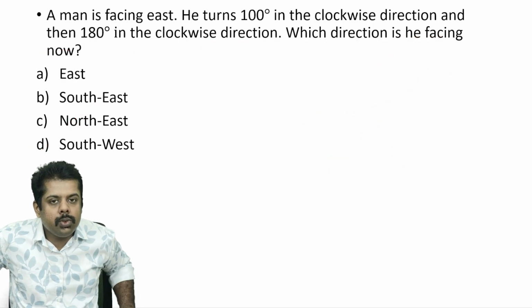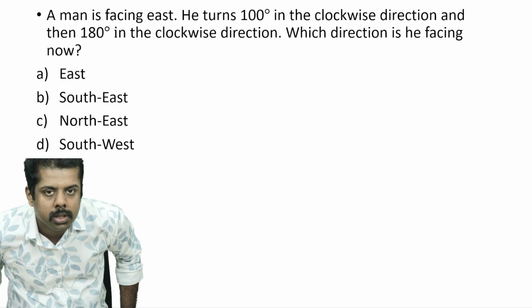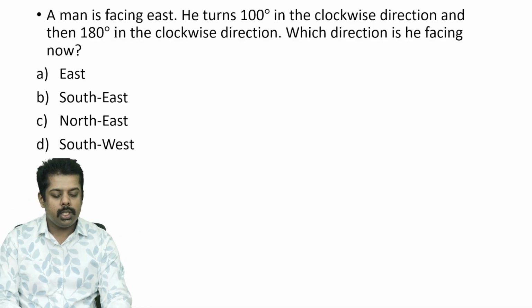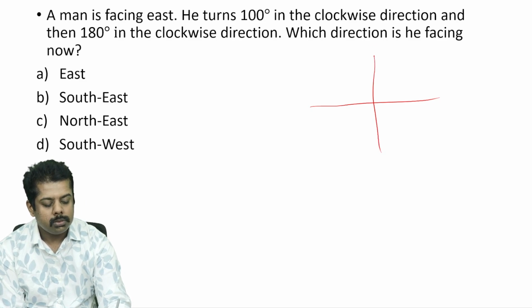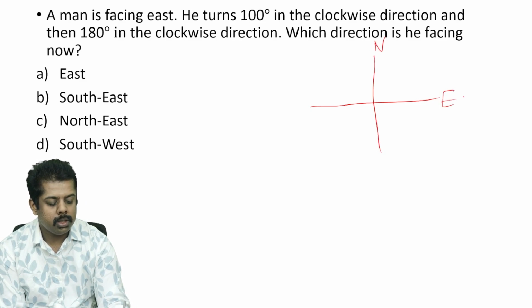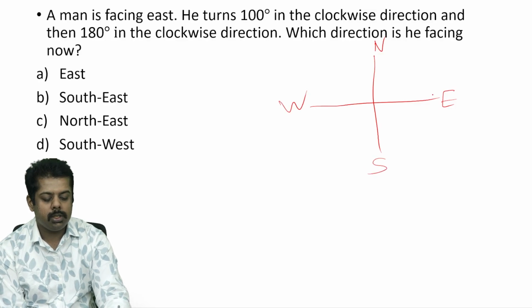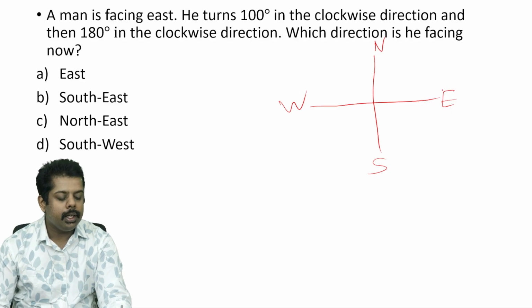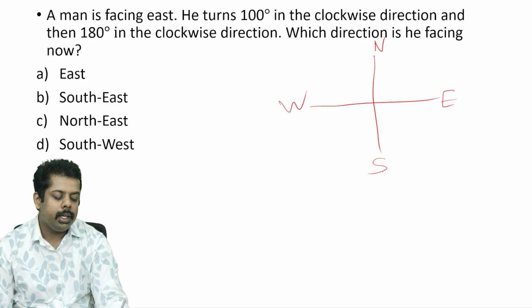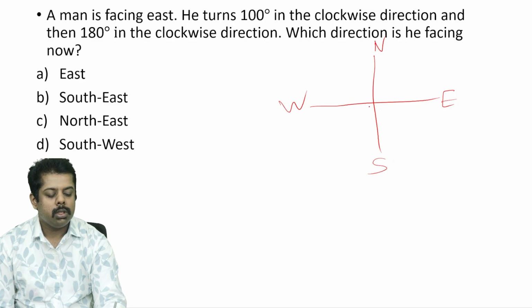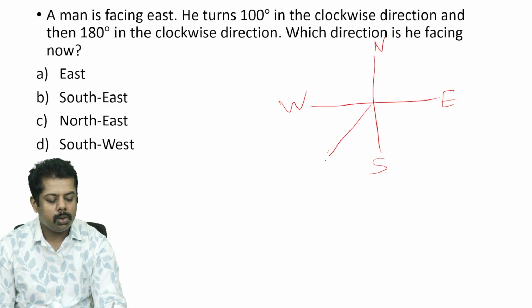Now moving on to the next one. Next question, if we just see it. So the first thing they have told is the man is facing east. So what we can do, draw a basic diagram. So this is north, east, south and west. Here the person is facing east. Okay. Now he is covering 100 degrees in the clockwise direction. So as we know, from east 90 degrees he will be reaching south. 100 means he will be in between south and west.